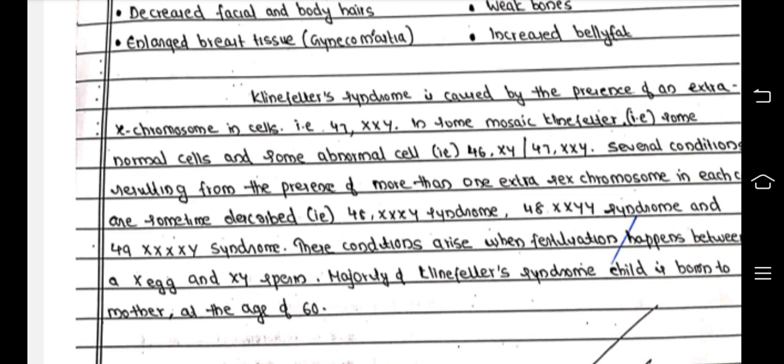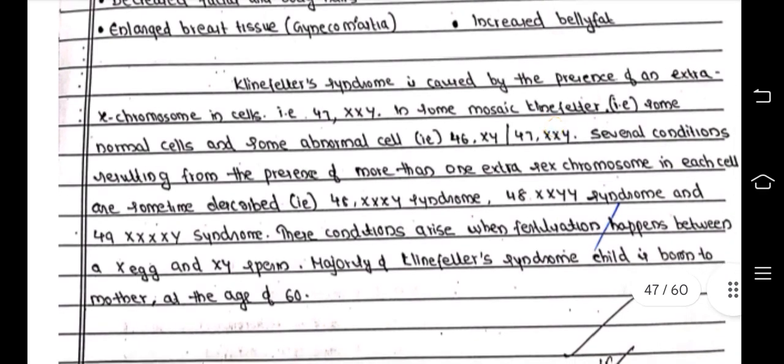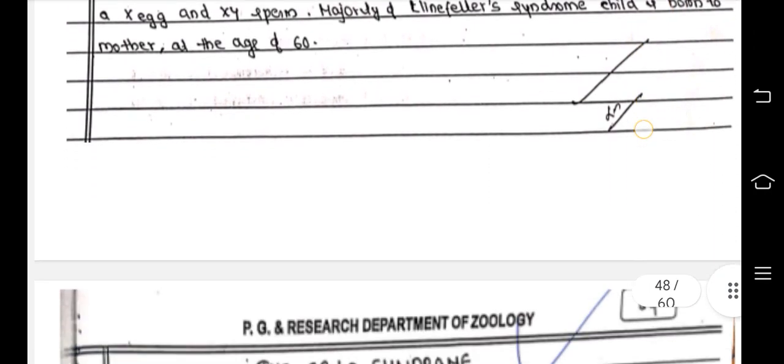47,XXY. In some mosaic Klinefelter cases, some cells are normal and some are abnormal. Several conditions resulting from the presence of more than one extra sex chromosome in each cell are sometimes described. These conditions arise when fertilization happens between an egg and an XY sperm. The majority of Klinefelter syndrome children are born to mothers at an advanced age.